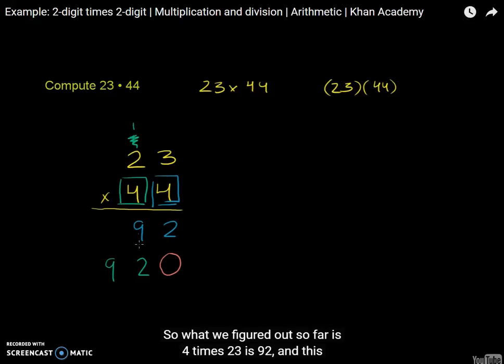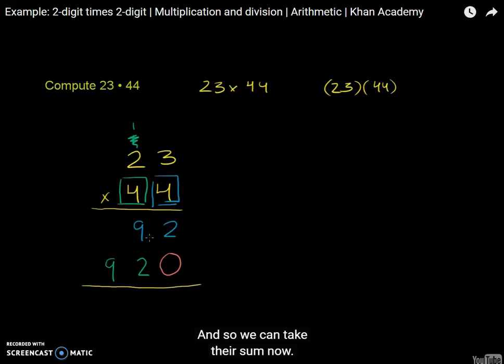So what we figured out so far is 4 times 23 is 92, and this green 4 times 23 is 920, and that's because this green 4 actually represents 40. It's in the tens place. So when you multiply 44 times 23, it's going to be 4 times 23, which is 92, plus 40 times 23, which is 920. I just want to make sure we understand what we're doing here.